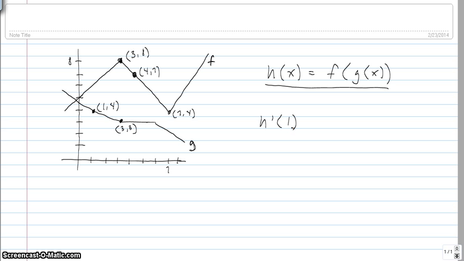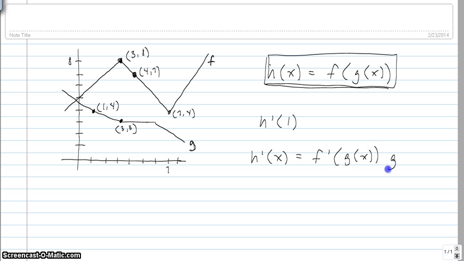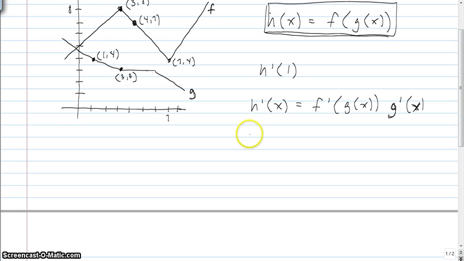at 1. So the first thing we need to think about is what the derivative of this function is going to look like, and since that function is a composite function, its derivative will require the chain rule. So we take the derivative of f at g of x and then multiply by the derivative of the inside function, g prime of x, and then we want that derivative evaluated at 1.